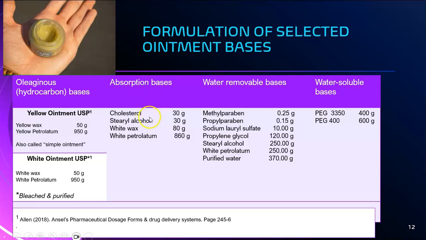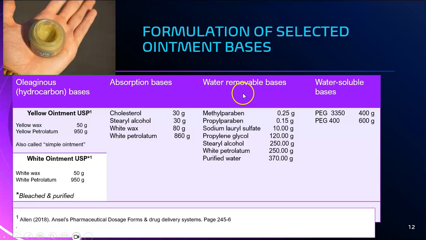Now, the absorption base, on the other hand, would have cholesterol, stearyl alcohol, and white wax. Now, these are all things which help to emulsify and stiffen the ointment base, right? And so if you were to use this to make a product, your method would be very different if you were using, say, white petrolatum alone to make a product.